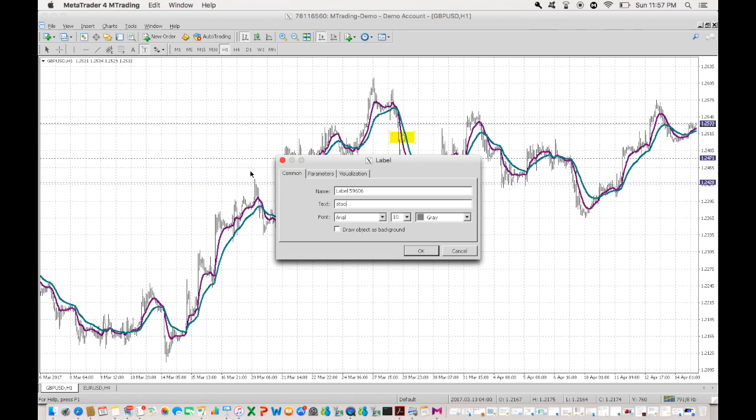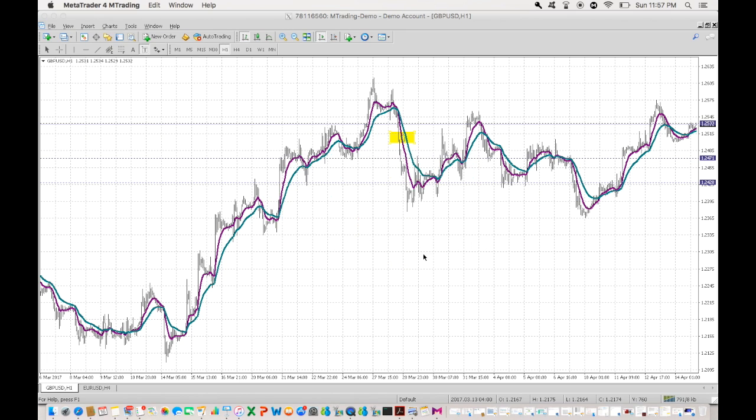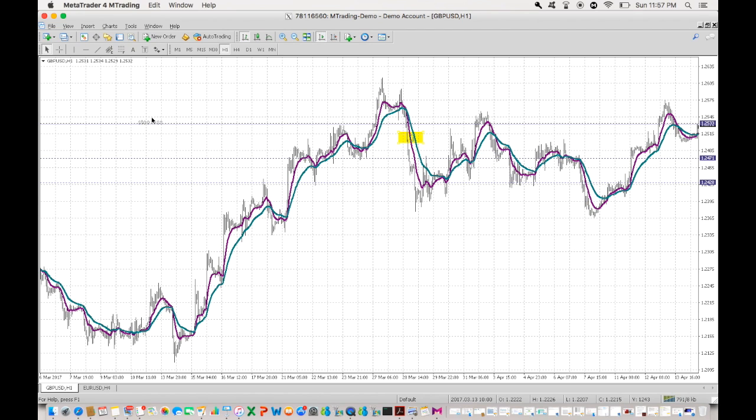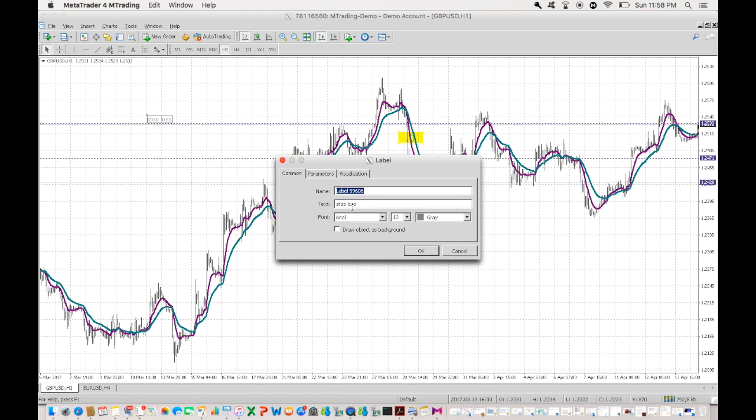So we put the stop loss 20 pips above because it's a sell. So I'm just going to edit this label. Stop loss. I'm going to make the color quite visible. Just going to put red because it's stop loss.